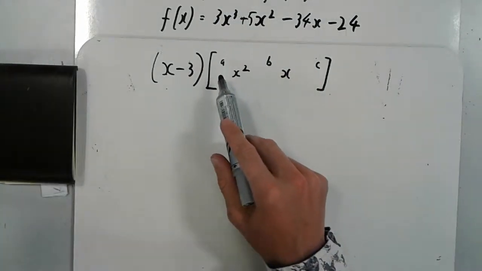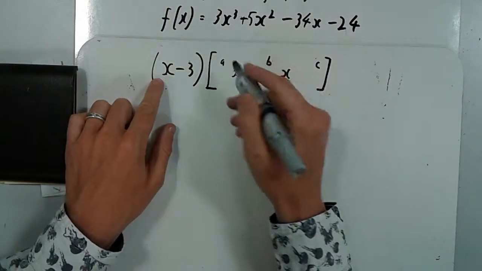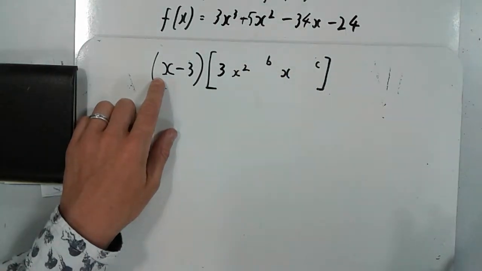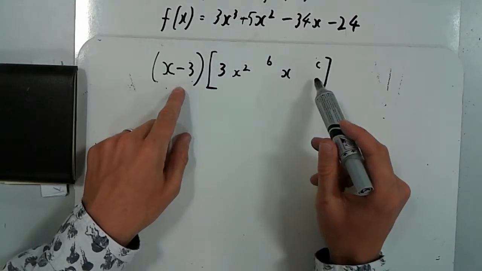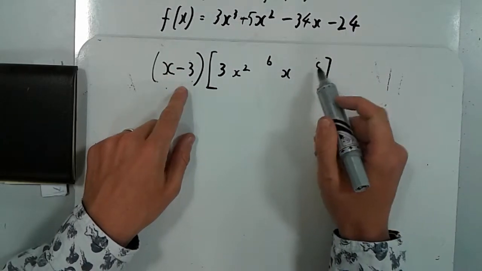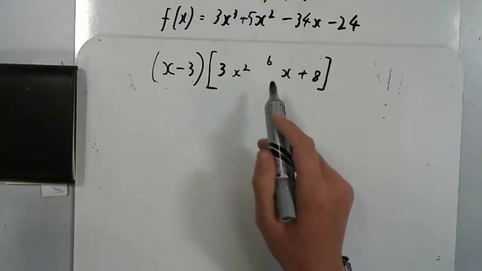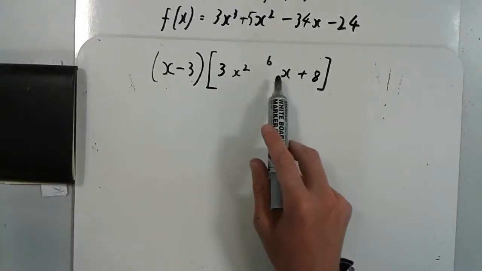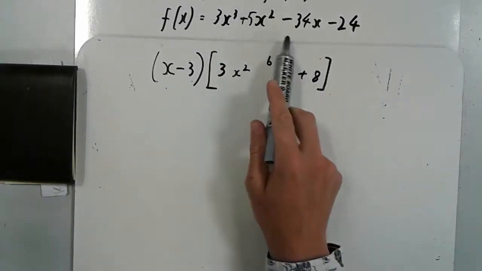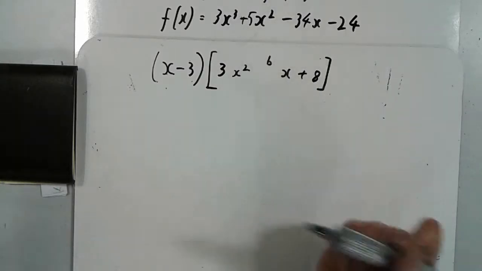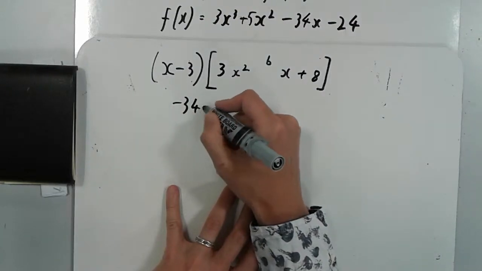Remember, there's only one way to get an x cubed, x times x squared. We need to have 3x cubed, so we need to have a 3 there. Similarly, there's only one way to get a constant term, minus 3 times c. So minus 3 times positive 8 gives us minus 24. B was a slightly harder one. There will be two ways to get an x squared term or an x term. Last time we used the x squared term. This time we'll use the x term just to show that it does work. So if we use the x term, we should end up with minus 34x.